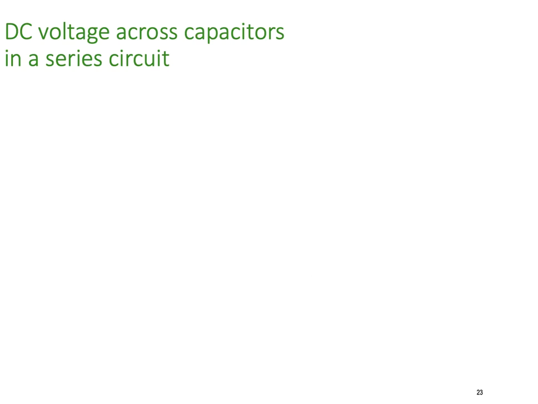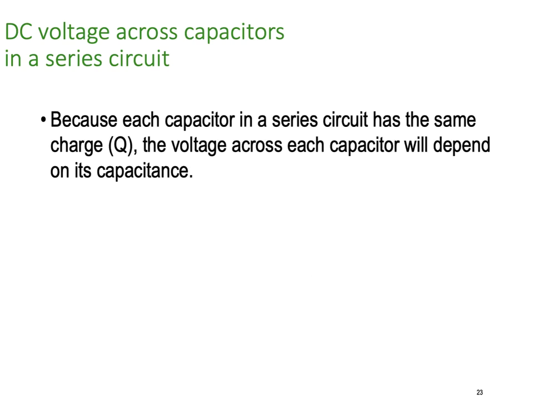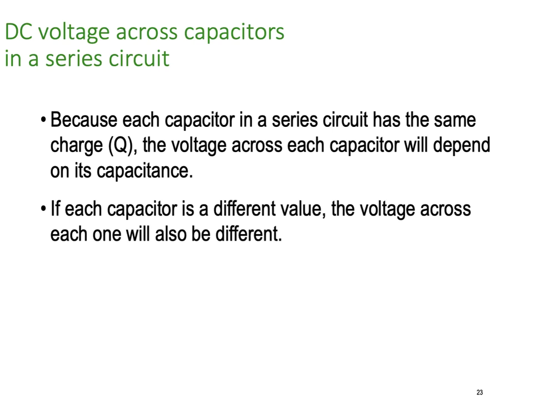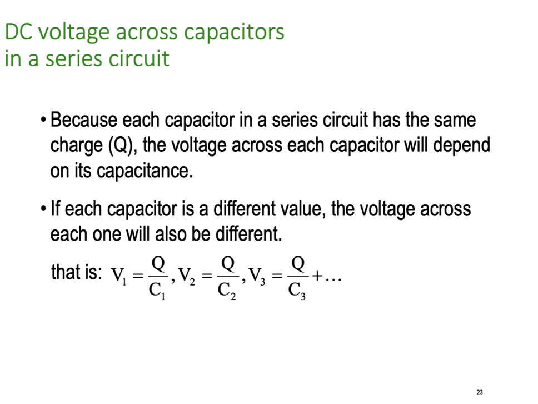So, DC voltages across capacitors in a series circuit. Because each capacitor in a series circuit has the same charge, the same amount of Q, the voltage across each capacitor will depend upon its capacitance. If each capacitor is a different value, the voltage across each one will also be a different value. So V1, the voltage across capacitor 1, is Q divided by C1. The voltage across capacitor 2 is Q divided by C2, and the voltage across 3 is Q divided by C3, and so on.